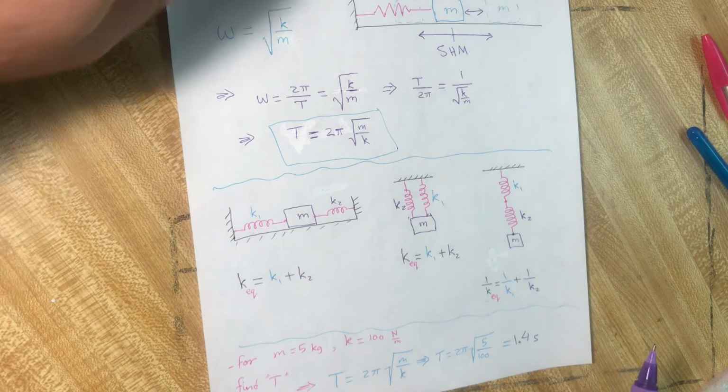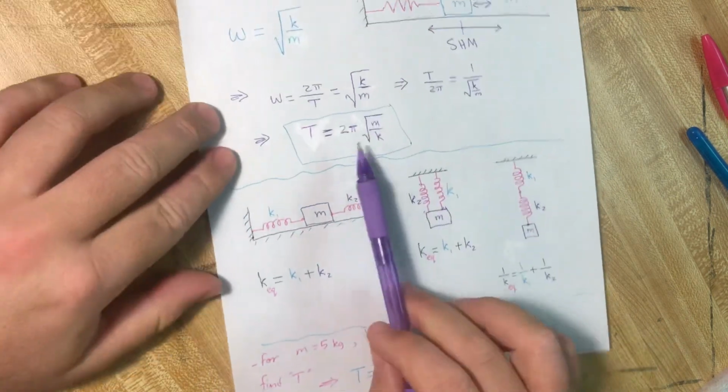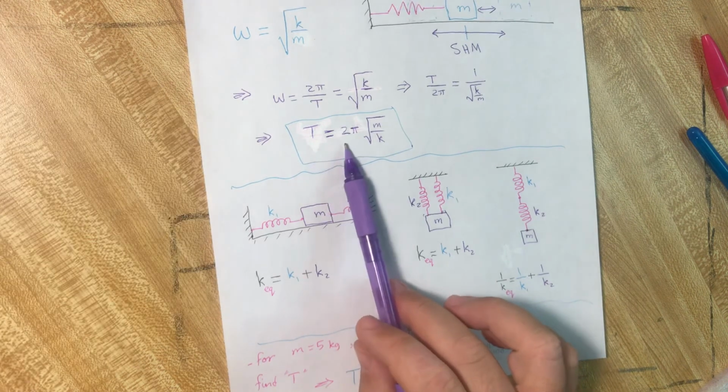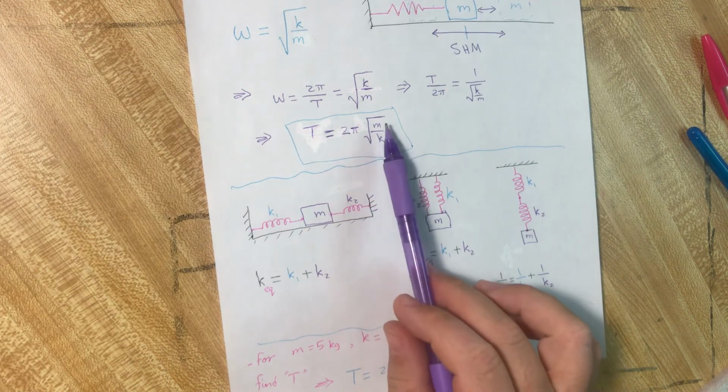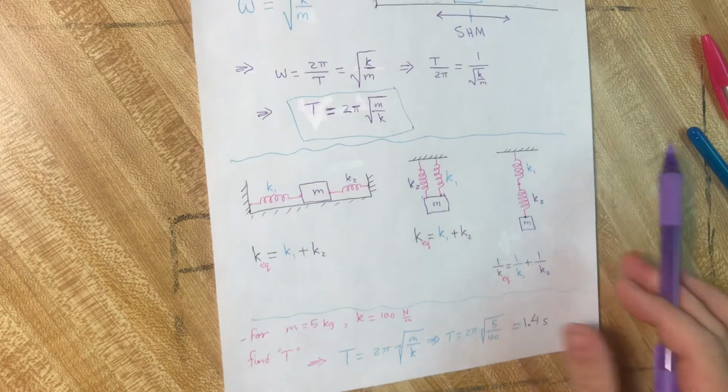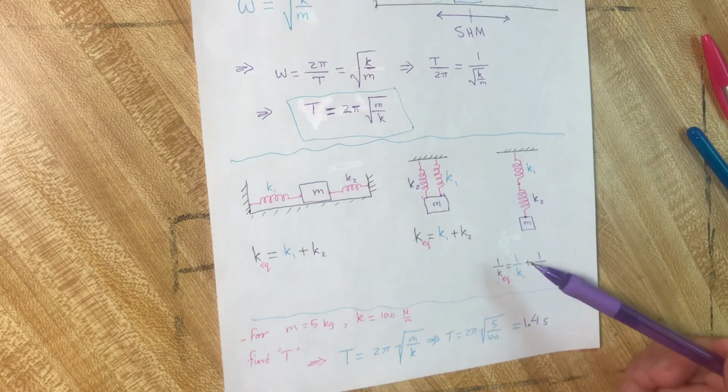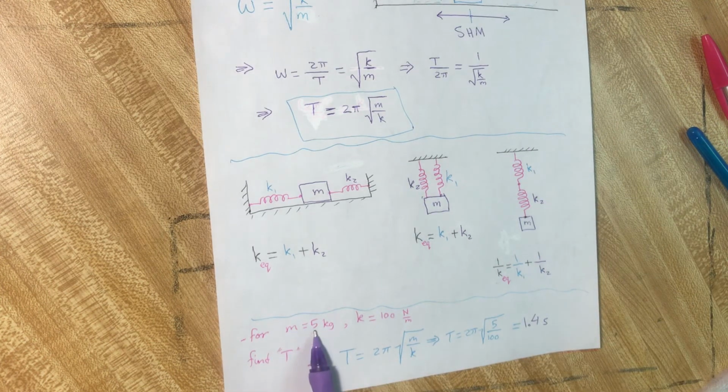What if we need to solve an example on this formula? T is equal to 2 pi multiplied by the root of M over K. For any one of these systems, if the mass is 5 kilograms and the spring constant is 100 Newton per meter, then find T. Okay, it's easy. T is equal to 2 pi times the root of M over K. Put the numerical values, then T is equal to 1.4 seconds.